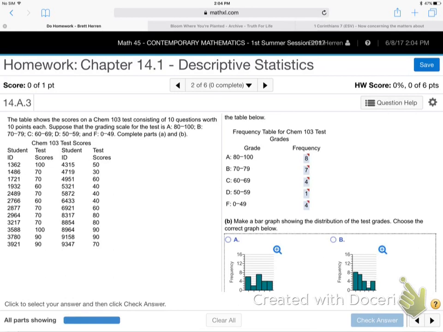Okay. So here they're giving me some more test scores. They want me to turn them into a frequency table. I won't go through that again. That's obvious, right? I just took these numbers and put them into a frequency chart. Now, how do you turn a frequency chart into a graph, like one of these bar graphs? Let me do that for you really simply.